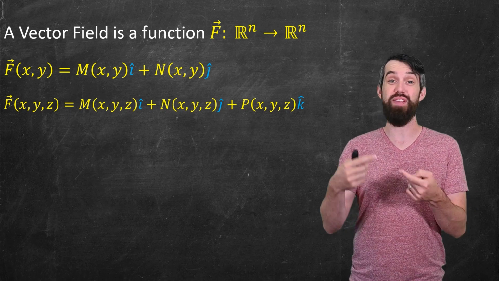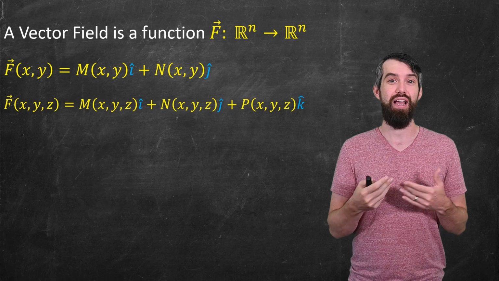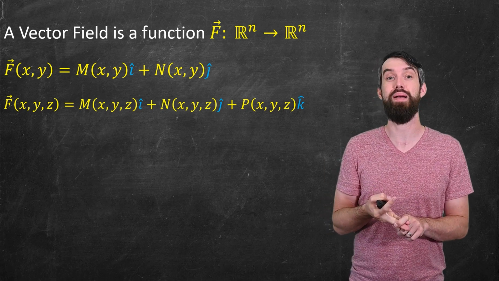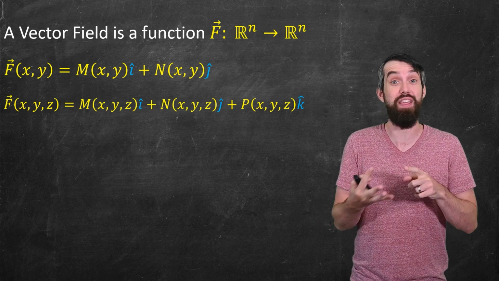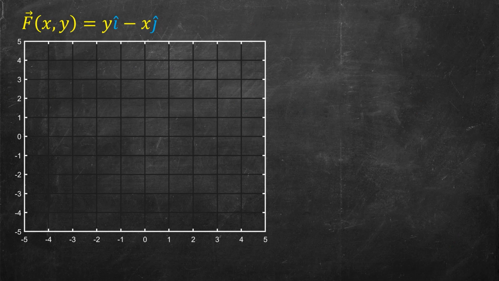And then a lot of the standard terminology from calculus just comes along with these functions. So for example, we might say a vector field is continuous if the M, the N, the P are continuous. Or we might say that a vector field is differentiable if the M, the N, and the P individually are differentiable functions.